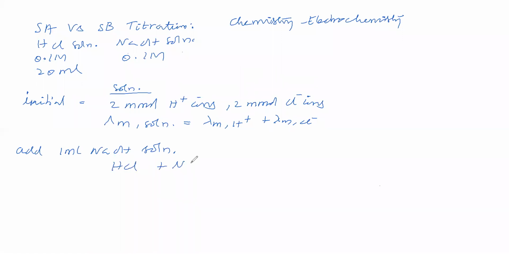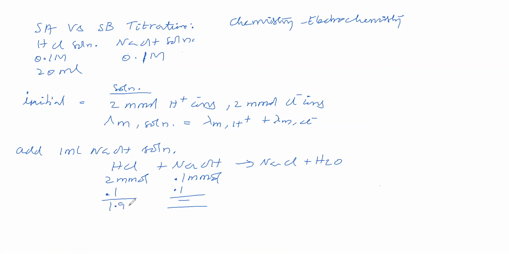HCl reacts with the sodium hydroxide to give sodium chloride and water. How much HCl have we taken initially? 2 millimoles of HCl. How much sodium hydroxide did we add? 1 ml of sodium hydroxide. We multiply this 1 ml by the concentration, 0.1 molar, and get 0.1 millimole. Now the reaction takes place. Sodium hydroxide reacting is 0.1, so remaining is 0. HCl reacting is 0.1, so remaining is 1.9 millimoles. Sodium chloride produced is 0.1 millimole.